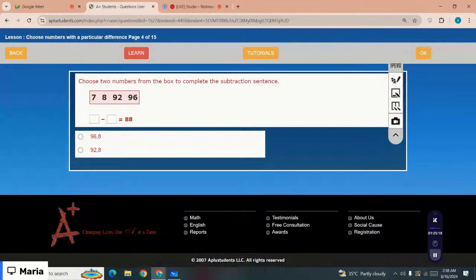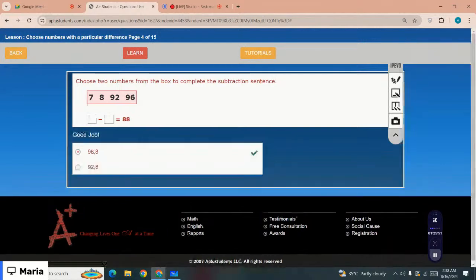Which two numbers when subtracted have the answer 88? Which is the correct option? That is 96 minus 8 is 88. The correct option is option number 1. That is 96 and 8.